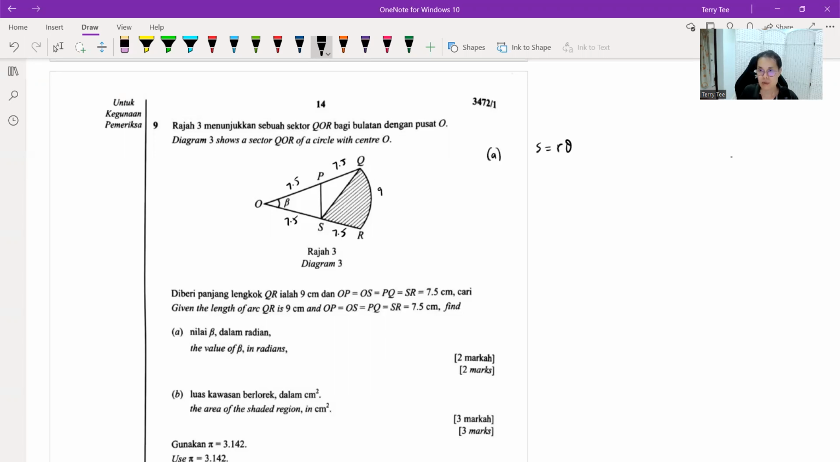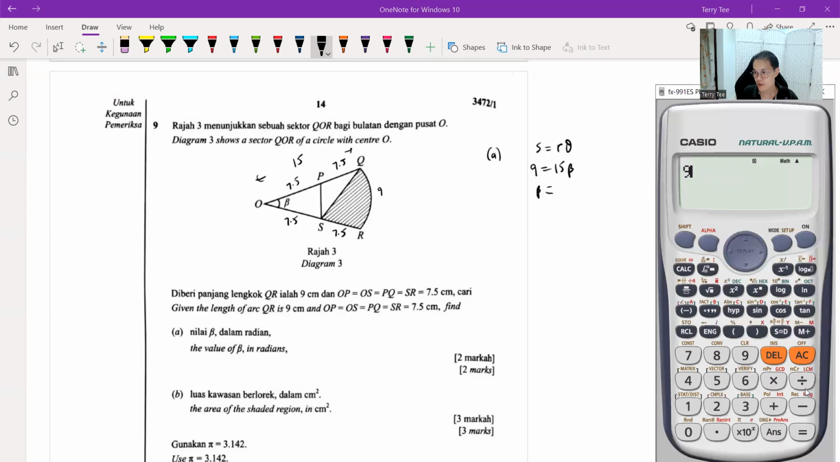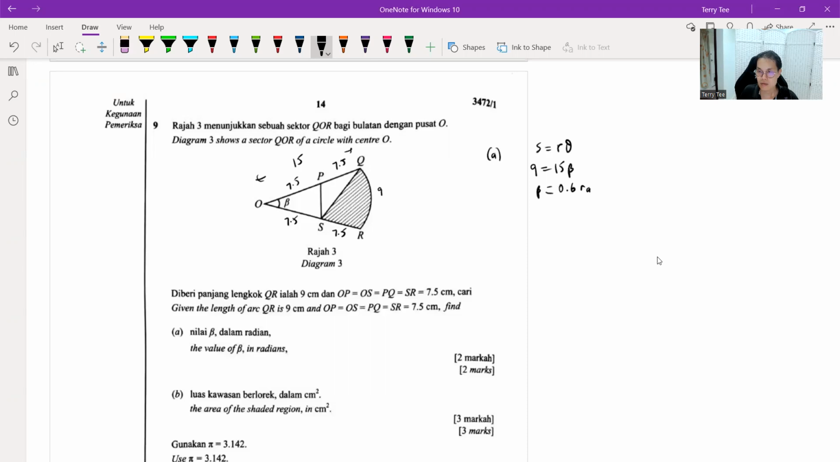Your r is now 15. The length from here to here is 15. Your length of arc is 9. Your theta is now beta. So let's take 9 divided by 15. 9 divided by 15 is 0.6, right? Can change to decimal. 0.6 radian. Yeah, simple.